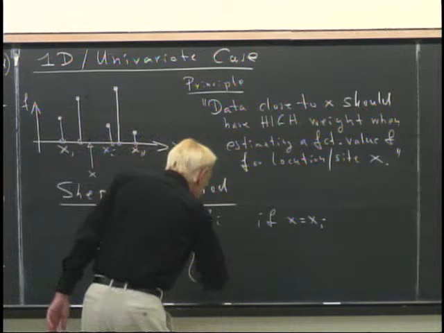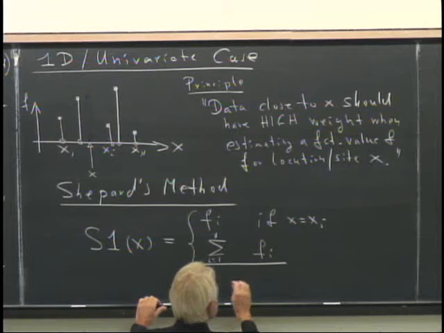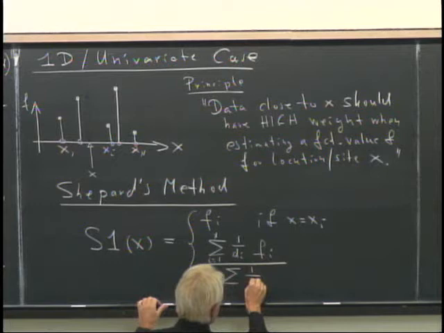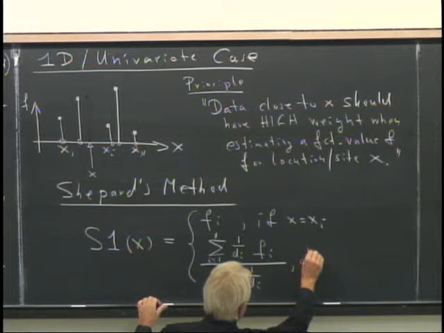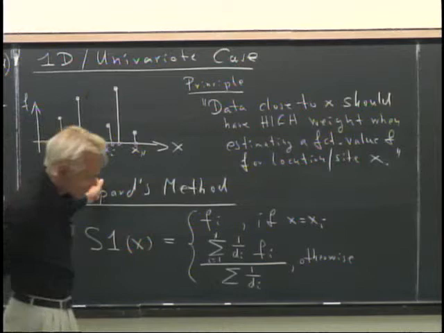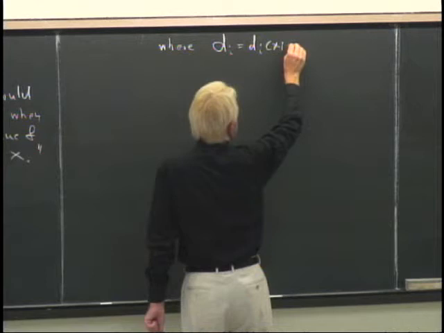When I actually write this down, what this means is that I combine, combining is summing up from 1 to n, I combine all the observations fi, and I use weights that are the inverses of distances, 1 over di, divided by the sum of all the weights, 1 over di. Otherwise, now I just need to say what the di is. The di is the distance function, the distance of a site to a particular evaluation location, where the distance di of x is the square root of (x minus xi) squared.